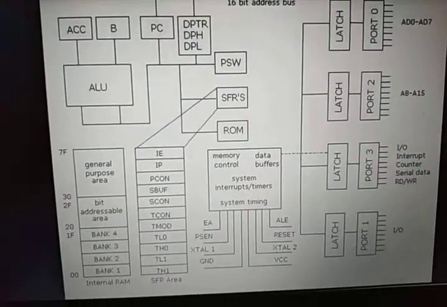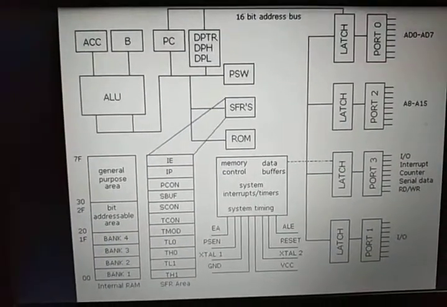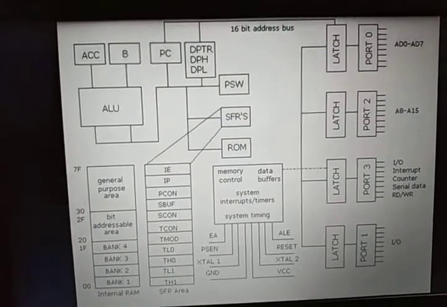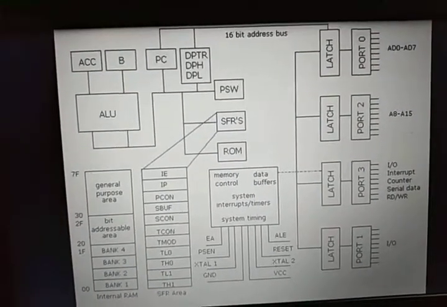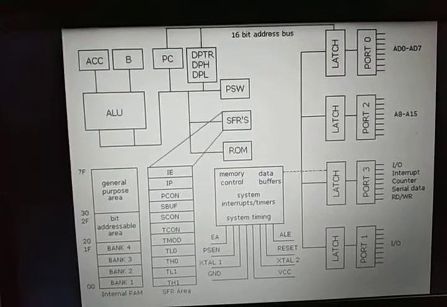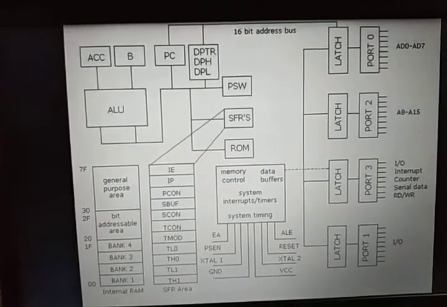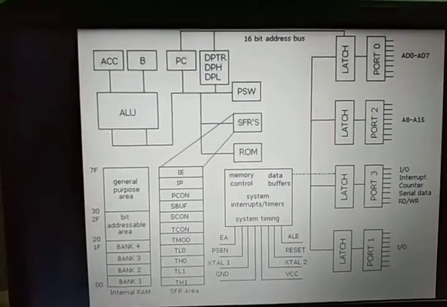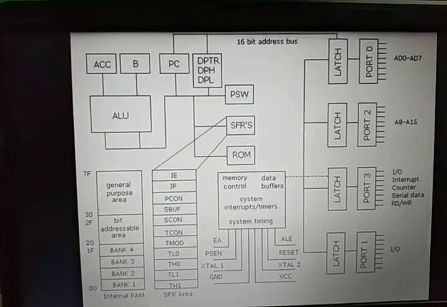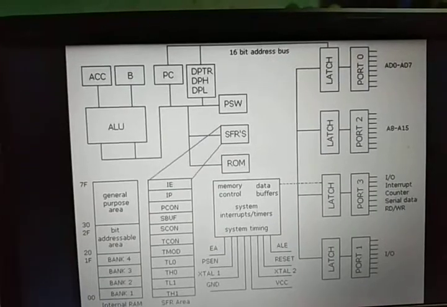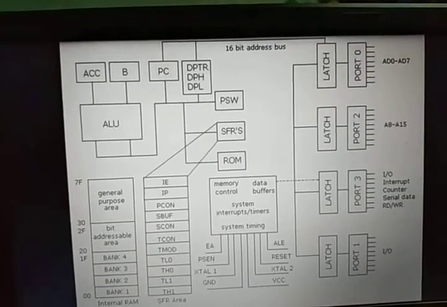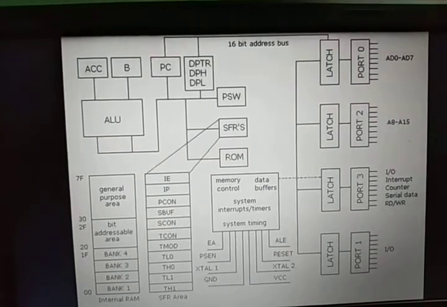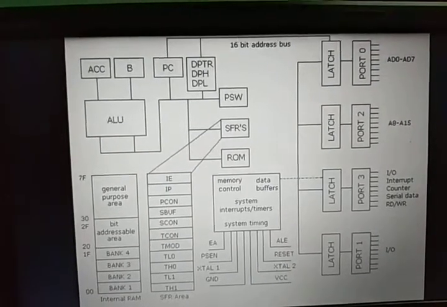So here you can see that on the right hand side there are 4 ports, port 0, port 1, port 2, and port 3. Here port 1 and port 3 are used for input output operations, whereas port 0 and port 2 are used to carry the address. Port 0 is used to carry the low order 8 bits of address AD0 to AD7, and port 2 is used to carry the high order address from A8 to A15.